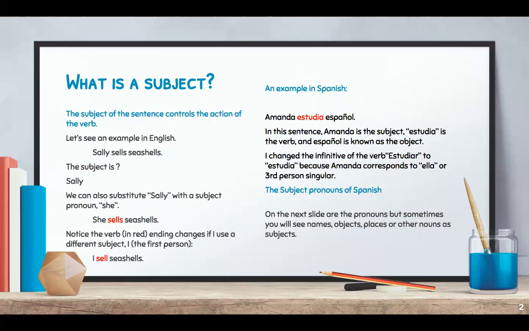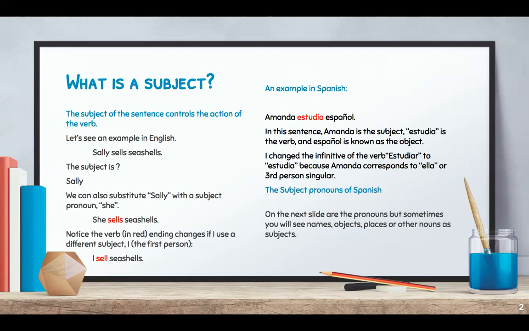of the sentence. But if you don't think a lot about grammar, and most people don't, you might not really know what subject means. So just in case, you can fast forward if this doesn't apply to you. The subject of the sentence controls the action of the verb. So let's first look at an example in English. Sally sells seashells.